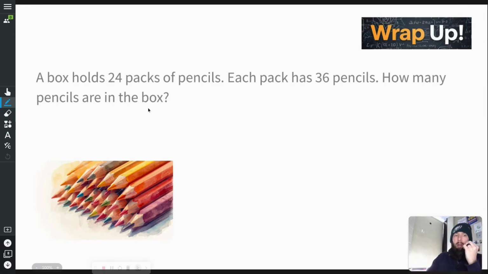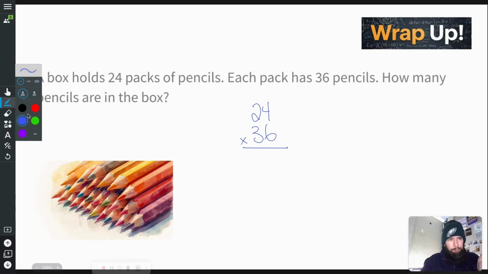A box holds 24 packs of pencils. Each pack contains 36 pencils. How many pencils are in a box? All right, so this is multiplication. We're grouping here. So we have 24 packs of pencils. Each pack is 36, so 24 groups of 36. I need to multiply these two numbers together. All right?